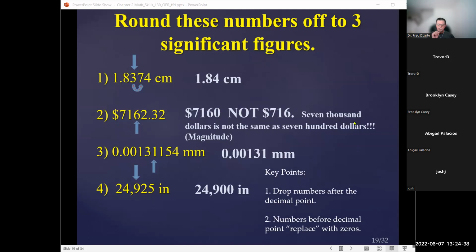All right, key points about these examples: drop the numbers after the decimal point if they're gonna be dropped. Don't convert them into zero, okay? But numbers before a decimal point, or where a decimal point would be, like in this example, where that decimal point would be right after that 5 in the last example, okay? So we replace those numbers with a 0. If we don't do that, we change the magnitude, the value of that number you're working with, which you don't want to do.